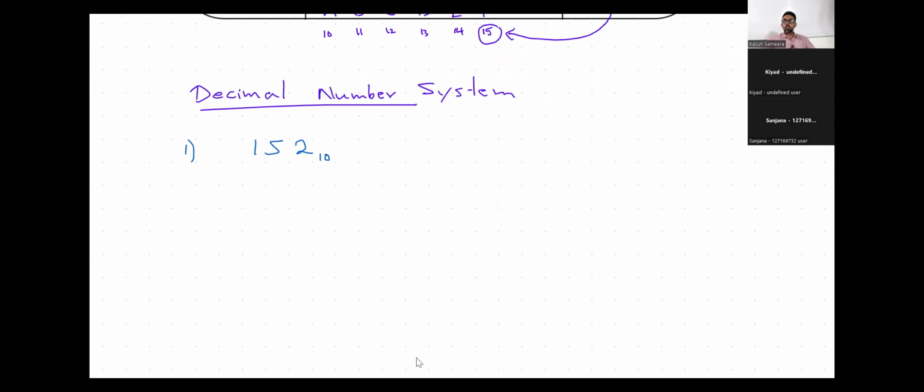And how does this number get represented using weighting factors? If you write this number using weighting factors, it will be like this: 1, 5, 2. This number 2 represents just 2 units. That means we need to multiply it by 10 to the power 0, so 2 times 1 is 2.